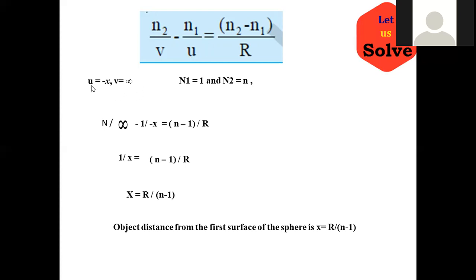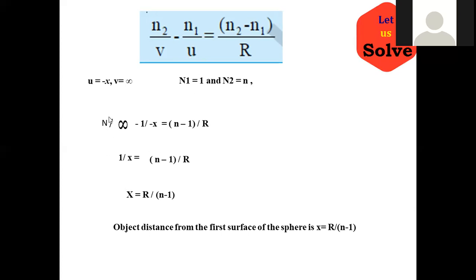Let us substitute all the known values. What are the known values? u is equal to minus x, v is equal to infinity, n1 is taken as 1 and n2 is taken as n. So if we substitute these values, n2 is n, so we have n by v, which is infinity. n by infinity minus n1, and the n1 value is 1, minus 1 by u, which is minus x, is equal to n2 minus n1 by r. Here I wrote n minus 1 by r, with the n1 value as 1. So this is the substituted equation.